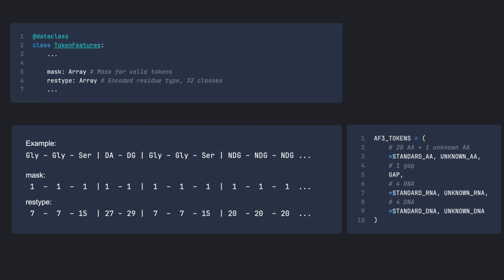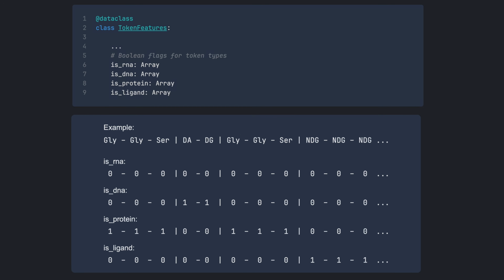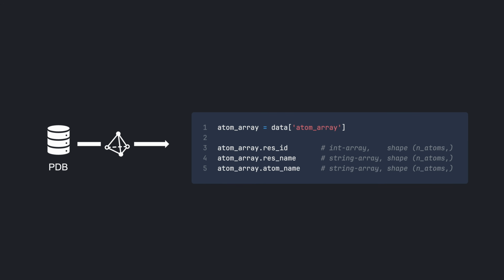The last 4 token features are simply flags that state the type of the tokens, that is, whether they belong to DNA, RNA, protein, or a ligand. These are only created for convenience during feature extraction and don't actually make it into the features that are used in the model. AtomWorks is quite convenient for computing these features.